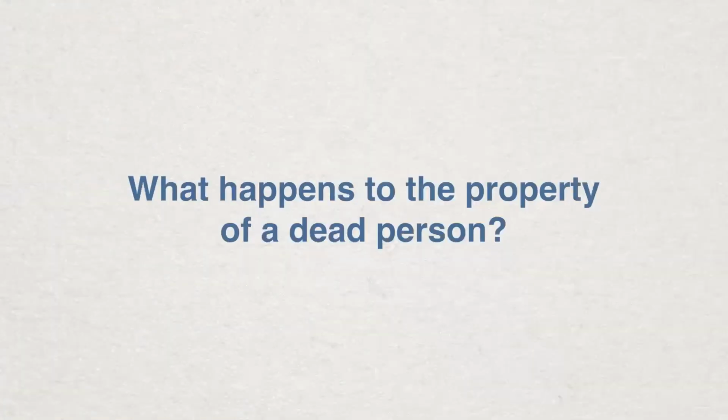What happens to the property of a dead person? Two primary factors affect what happens to the property of a person when they pass. The first factor is how the property is owned or how it's titled. As I discussed, certain assets are not subject to the probate process. These non-probate assets generally will be distributed as follows.